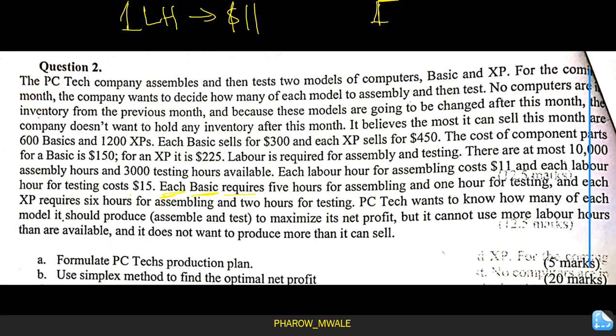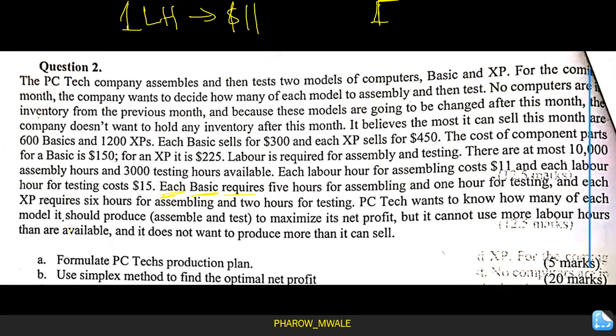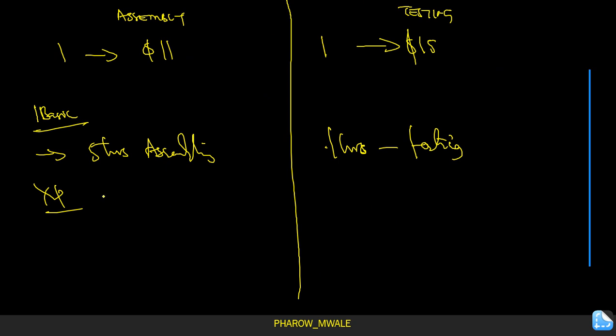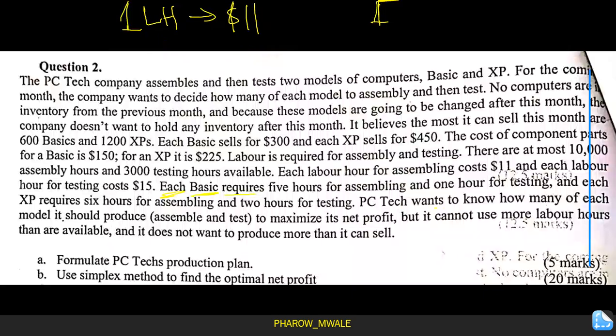And each XP requires 6 hours for assembling. So it requires 6 hours of assembling, and the question said 2 hours for testing. Now we can find the cost.